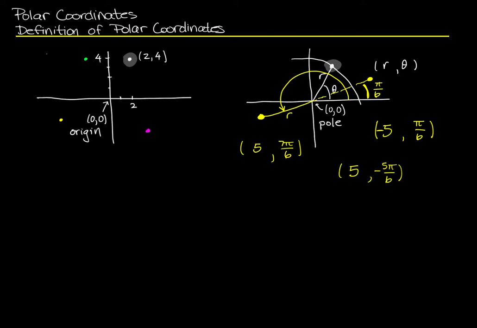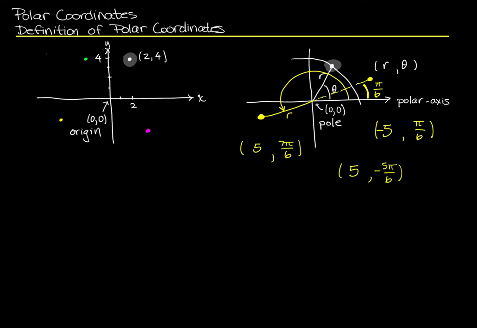In the Cartesian coordinate system, we tend to call this axis the x-axis, the horizontal axis, and the vertical axis the y-axis. In the polar coordinate system, we call the x-axis, or the horizontal axis, the polar axis.